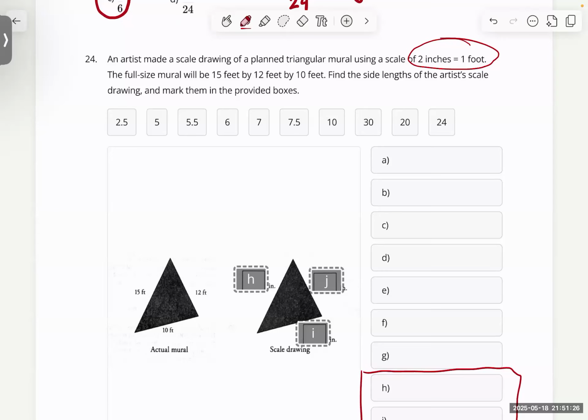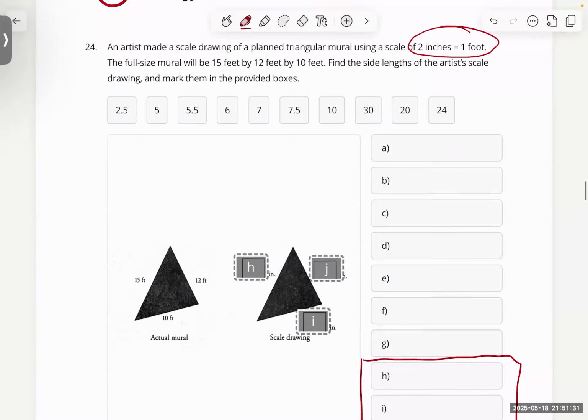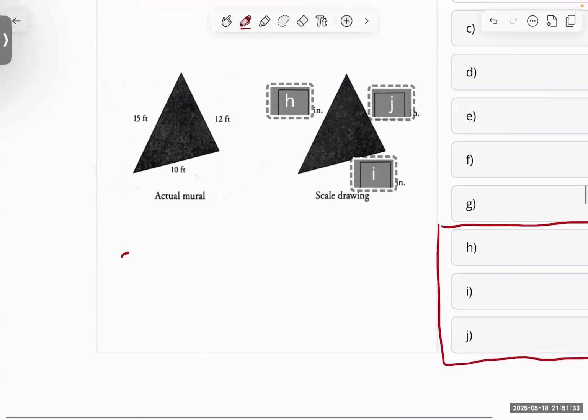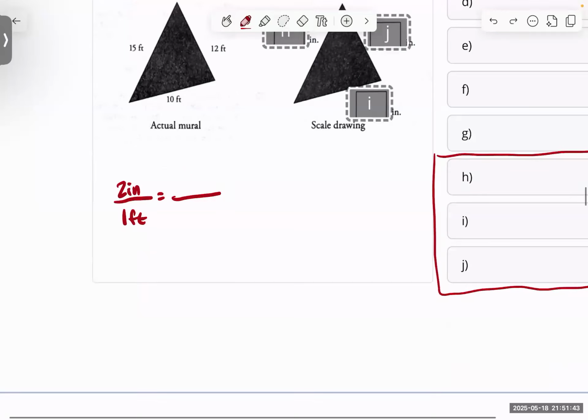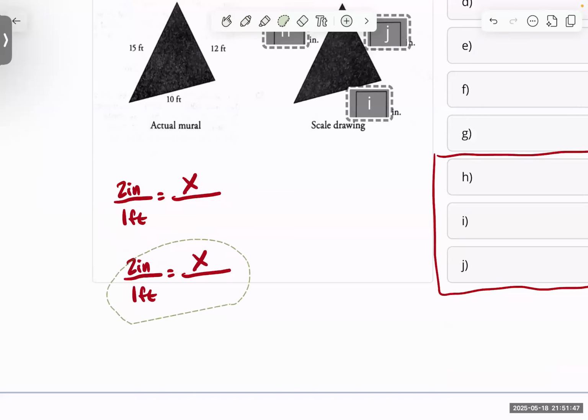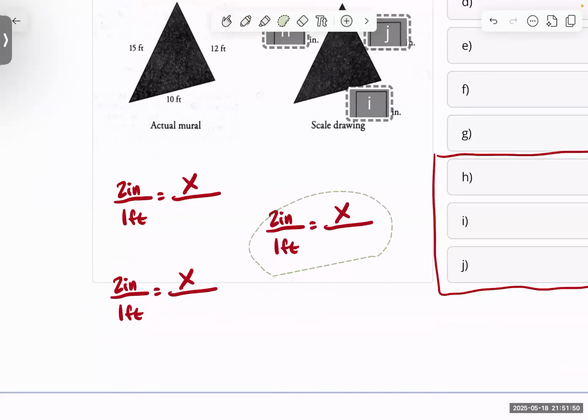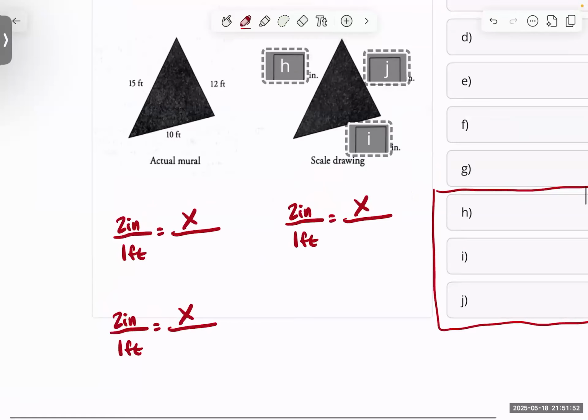So from here, you can use this 2 inches for 1 foot equals, and then you can solve for your inches here. So we'll do it for all 3 of them. I'm a lazy bum, so I'm going to copy and paste it a million times. Okay, we got 10 feet, 15 feet, 12 feet.